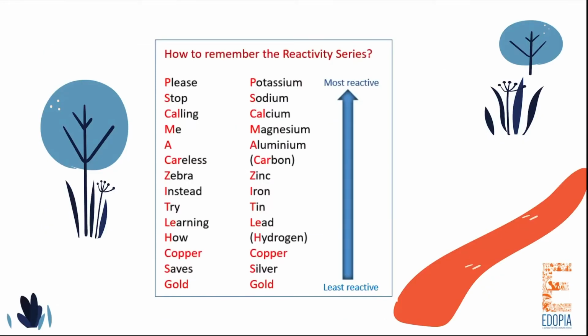In order to remember your reactivity series, we can use a really simple mnemonic, that is, please stop calling me a careless zebra, instead try learning how copper saves gold. The first letter in each of the words in the sentence represents the element that it stands for. So P for potassium, S for sodium, Ca for calcium, M for magnesium, A for aluminium, C for carbon, Z for zinc, I for iron, T for tin, L for lead, H for hydrogen, C for copper, S for silver, and then gold for gold.